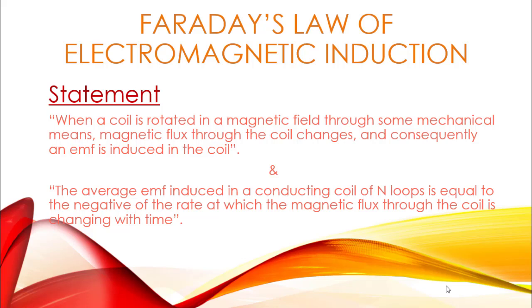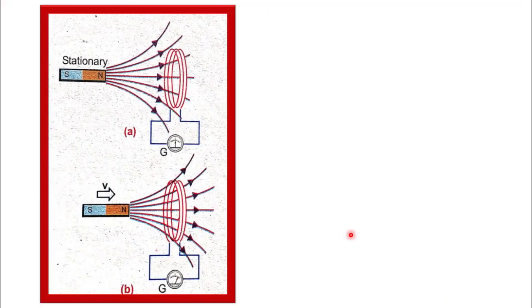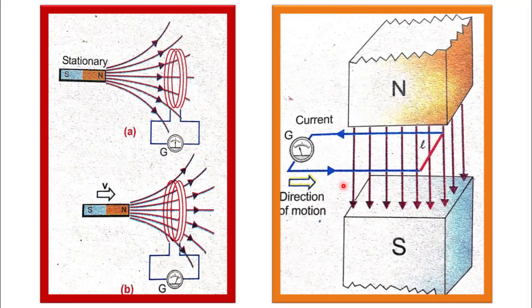We should discuss few methods for the generation of induced EMF. We can produce an induced EMF in a conductor by moving a magnet towards or away from the stationary conductor, and we can detect this current by means of a galvanometer. We can produce an induced EMF by moving a conductor across the magnetic field. In this way also, the flux passing through the conductor changes. Here we have kept the magnet stationary.